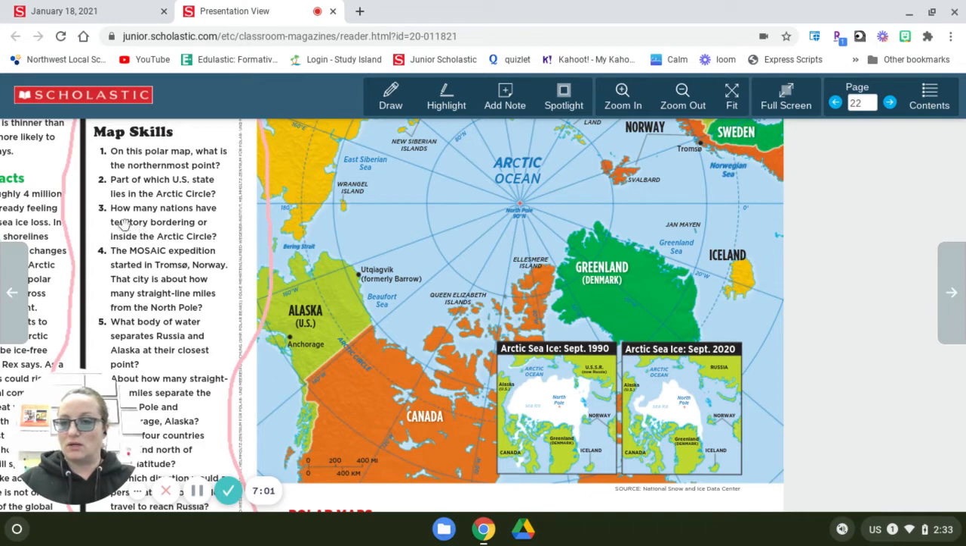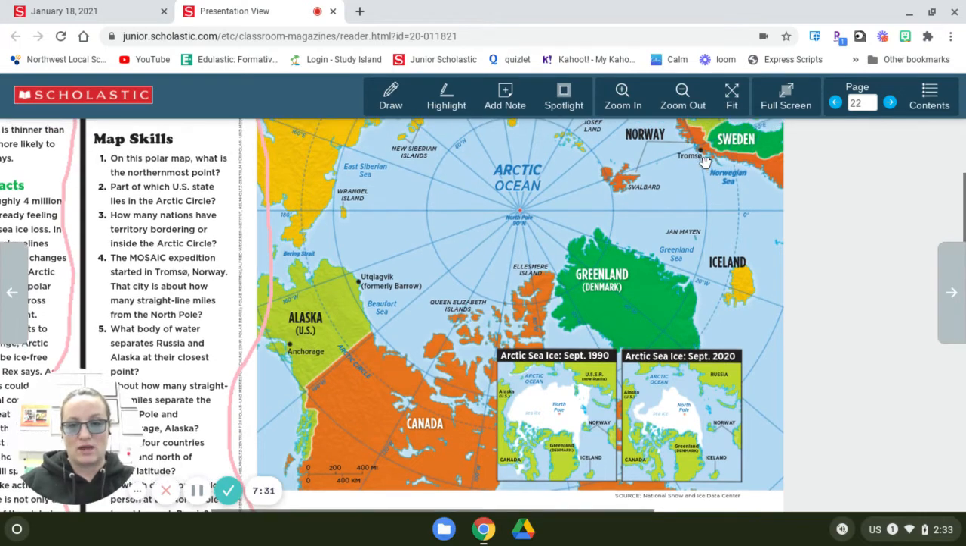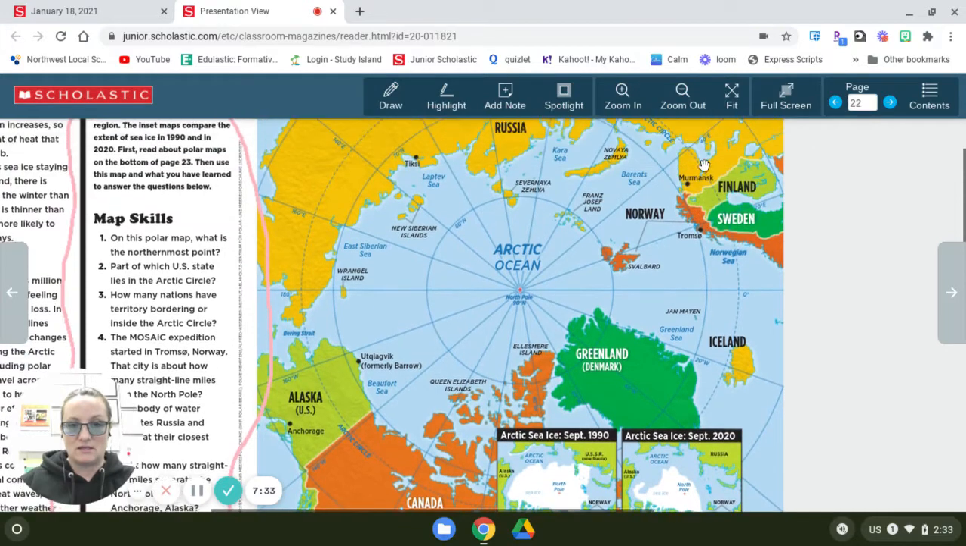Let's go to number 4. The Mosaic expedition started in Tromsø, Norway. That city is about how many straight line miles from the North Pole? Okay, so we'll start at the North Pole, and we'll go here and put a corner of your paper right here on the North Pole, line your paper up, draw a little hatch mark here, then find the scale.